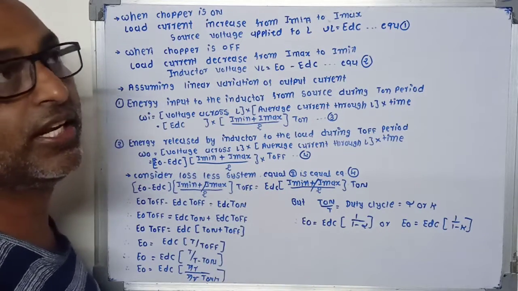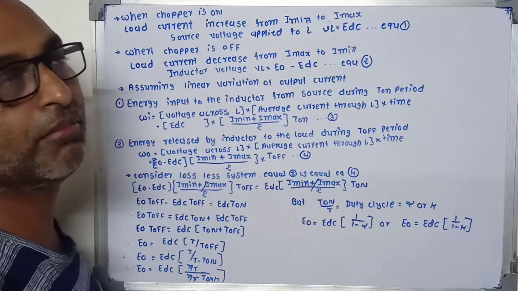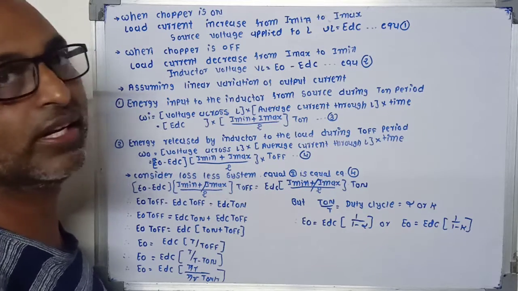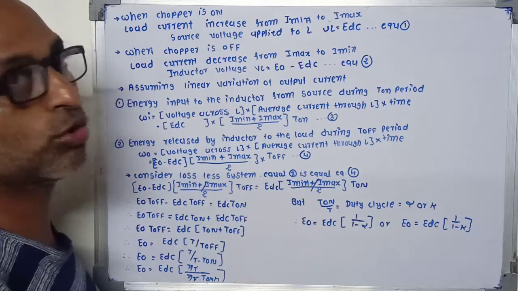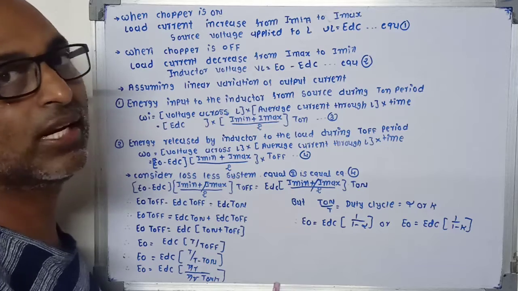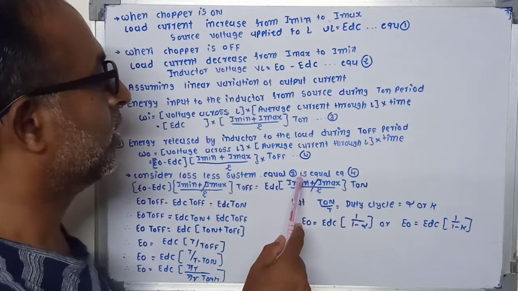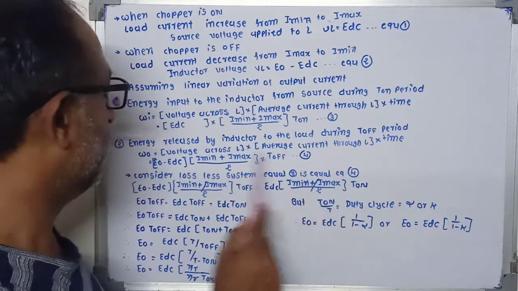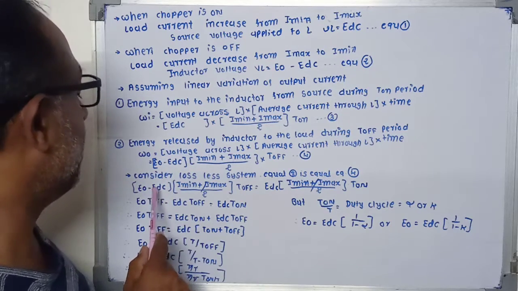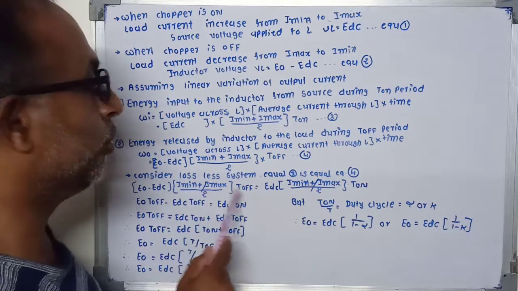Here we are considering a lossless system. That means whatever energy is stored in the inductor during the T on period is totally released by the inductor to the load. So we can write that the energy stored in the inductor is equal to the total energy released by the inductor. Now we compare equation number 3 and 4. Put the value of energy released by the inductor: E0 minus EDC times I minimum plus I maximum divided by 2 times T off.